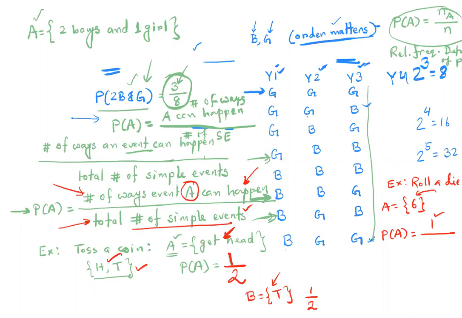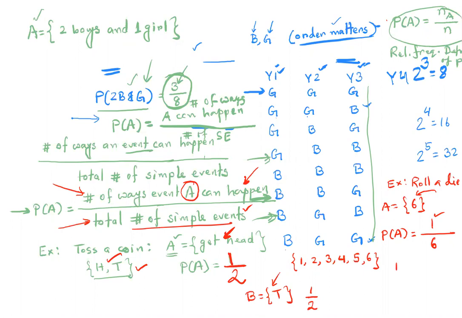If you roll a die, how many simple events do you have? 6, exactly. Why 6? Because you can get 1, 2, 3, 4, 5, or 6. So it should be 1 out of 6. That's exactly what it is. When you roll a die, what is the probability that you get a 6? It's 1 out of 6.